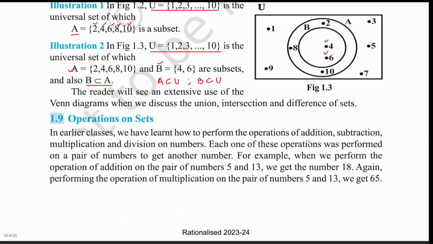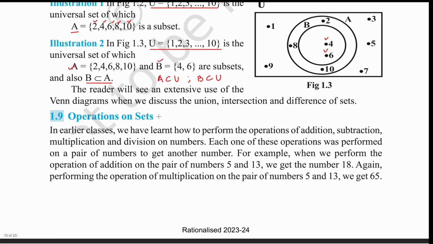Now let's talk about operations on sets. When we were talking about real numbers or natural numbers, there were a lot of operations that we used to do on those numbers. For example, we used to add them, multiply, subtract, and things like that. So on sets also, there are some operations that we do. In this section, we'll be studying what those operations are that we will be doing on sets.